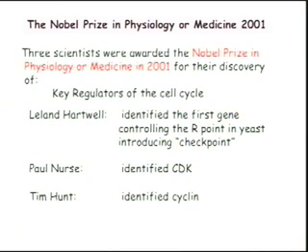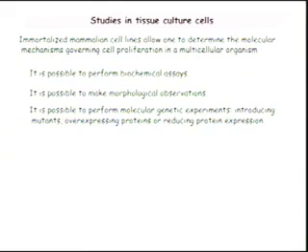Paul Nurse used yeast to identify the first CDK, cyclin-dependent kinase. We call it CDK from now on. CDC28 is one type of CDK. There are several CDKs. And then Tim Hunt is the one who identified the cyclin. And with these two, that's a basic building block of the cell cycle, and with a checkpoint that ensures the cell cycle proceeds accurately.